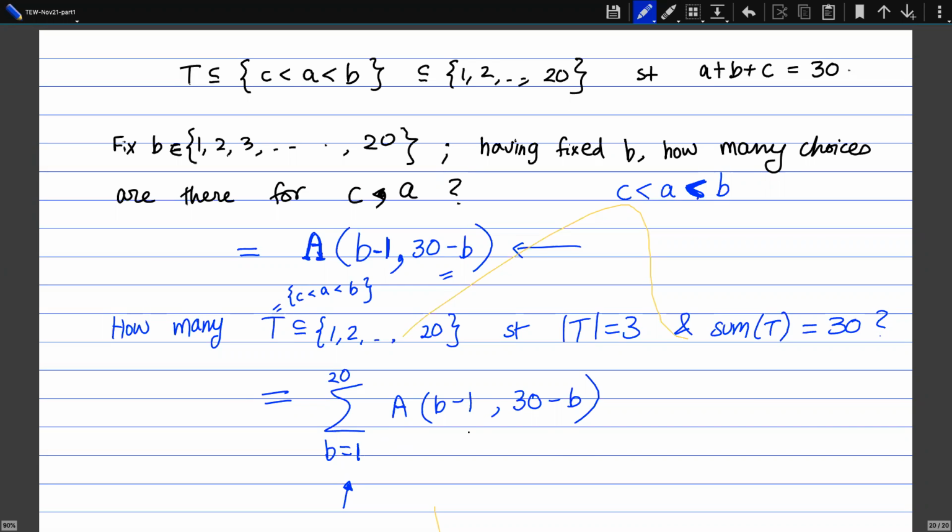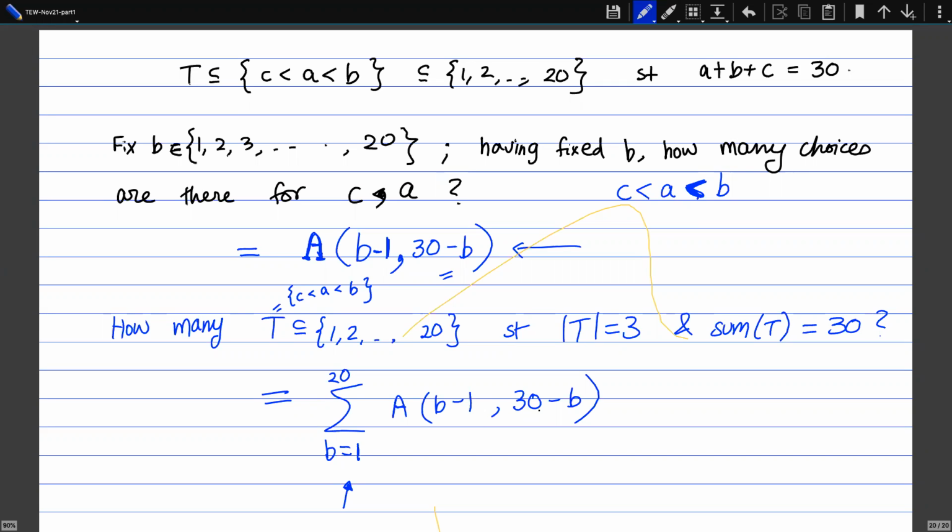So observe also that this function could possibly be zero for many choices of B. Okay, so that's all right. That's not a problem. If B is 18, for example, then I cannot find two more elements C and A because, sorry, total sum is 30. Yeah, B can be anyone. Okay, so that's the way to solve.